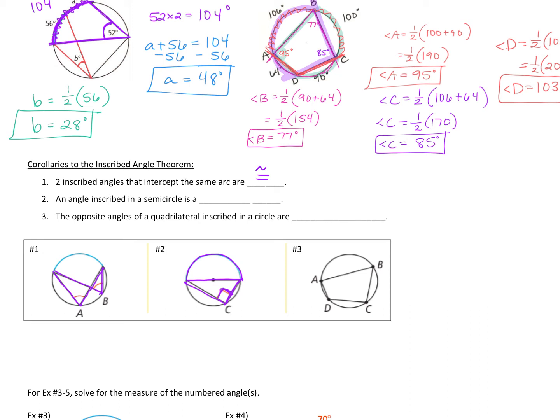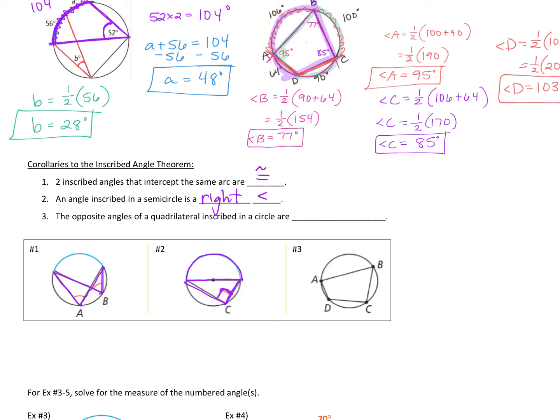Because it's half of 180, right? Your semicircle is 180, so it will always be a right angle, okay? Always 90 degrees if it opens up to a semicircle. So those are just good things to look for. You can always do the long process and solve them that way too, that's fine.